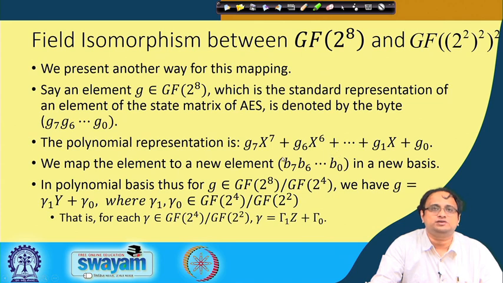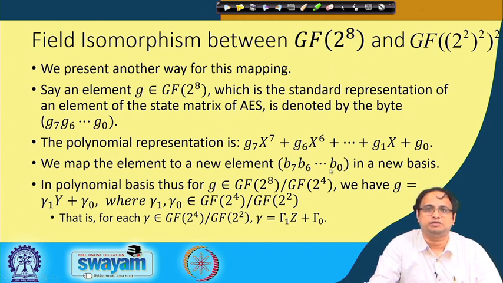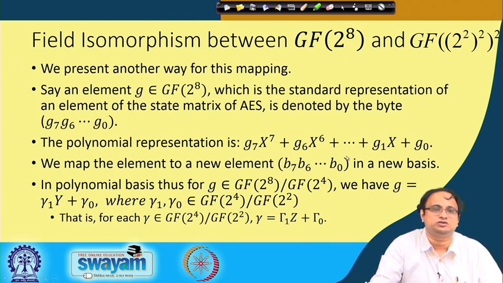So, if you want to map this element to a new element in a new basis, this again will have 8 bits in the vector, because the mapping has to be one to one, so it has to be equinumerous. So, again I will get B0 to B7, but interestingly we need to understand the transformation function from B0 to B7 in terms of G0 to G7 and vice versa.